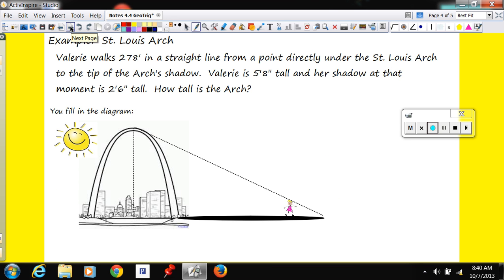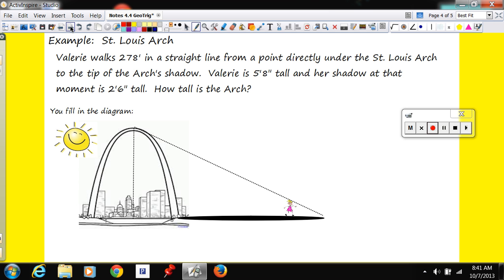Okay, this is the last one. There is a little puzzle on the last page. Valerie walks 278 feet in a straight line from a point directly under the St. Louis Arch to the tip of the arch's shadow. So the arch, the sun is coming down here, and the arch's shadow is way out here, and she walks to where her shadow and the arch's shadow are at the same spot. So she's making a triangle with the arch there.